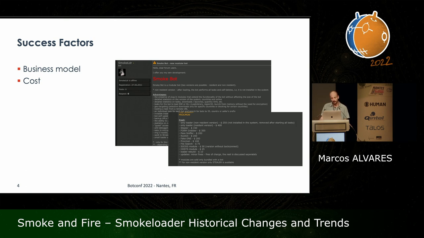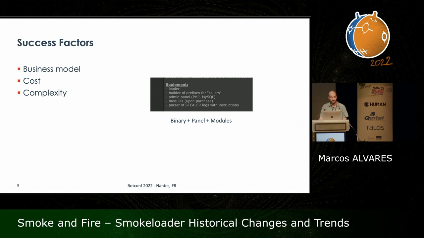The second point is Smokeloader is really cheap. If you think about it, you can get a full package with all functionalities ready to go for less than $1,000. This makes Smokeloader quite affordable. And Smokeloader is a really simple malware family. The package is really simple: we have the executable, a panel written in PHP that uses MySQL, and a big blob of data that's just packed DLLs, which are the built-in modules of Smokeloader. And also some documentation.